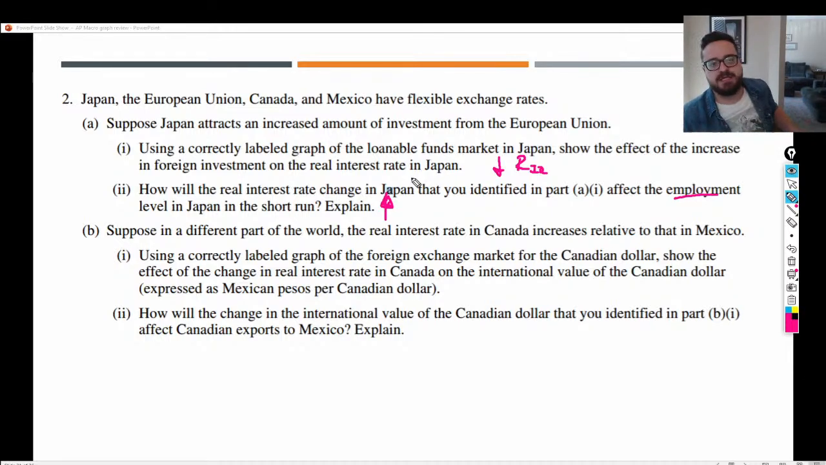B is basically an entirely separate FRQ that has nothing to do with A, but is our Forex market stuff. So suppose that in a different part of the world, real interest rate in Canada increases relative to that in Mexico. So Canada has a higher interest rate than Mexico. Forex market for the Canadian dollar, okay. Supply and demand of Canadian dollar.